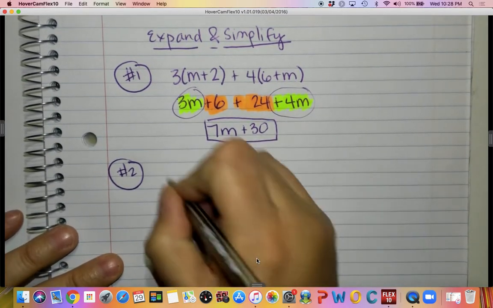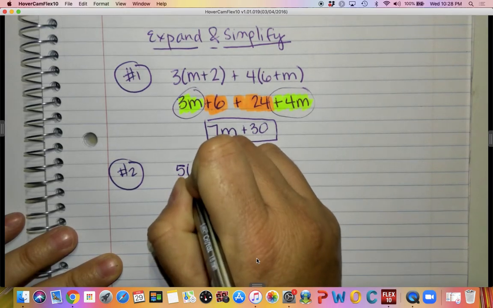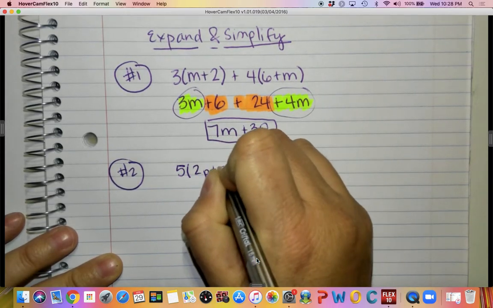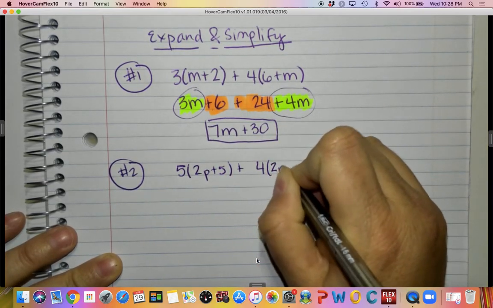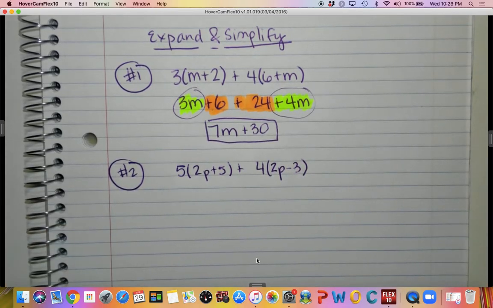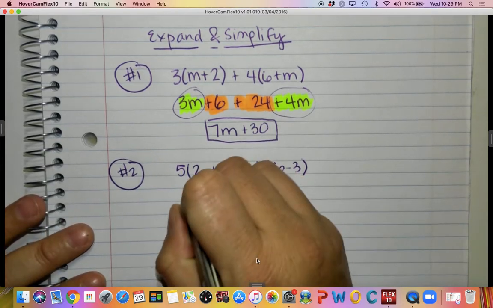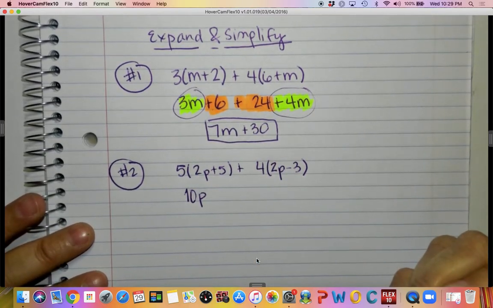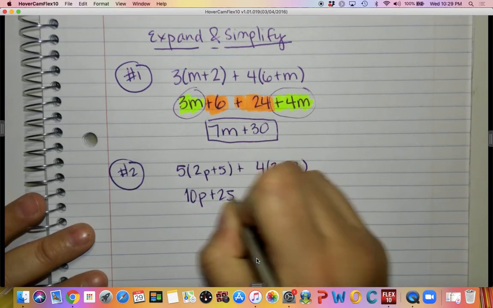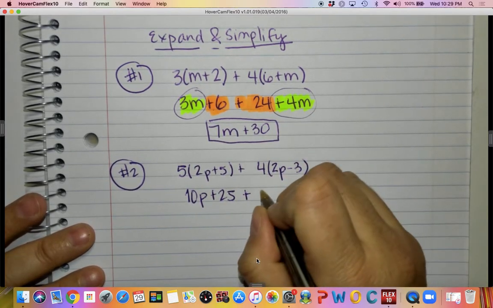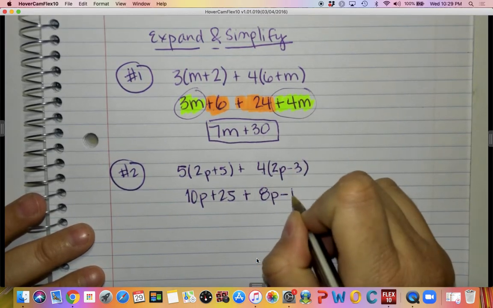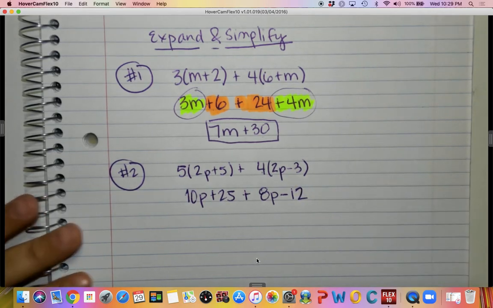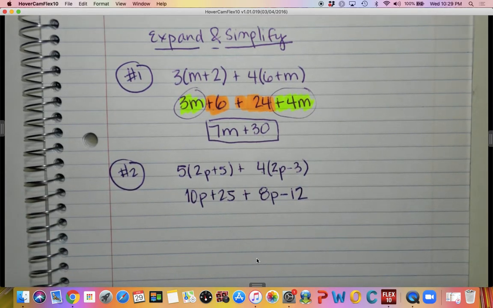Alright, example number 2. 5 times 2p plus 5 plus 4 times 2p minus 3. Again, first thing I do is distribute. 5 times 2p is 10p. 5 times 5 is 25. 4 times 2p is 8p. 4 times negative 3 is negative 12, or minus 12. Remember, the signs go with it.